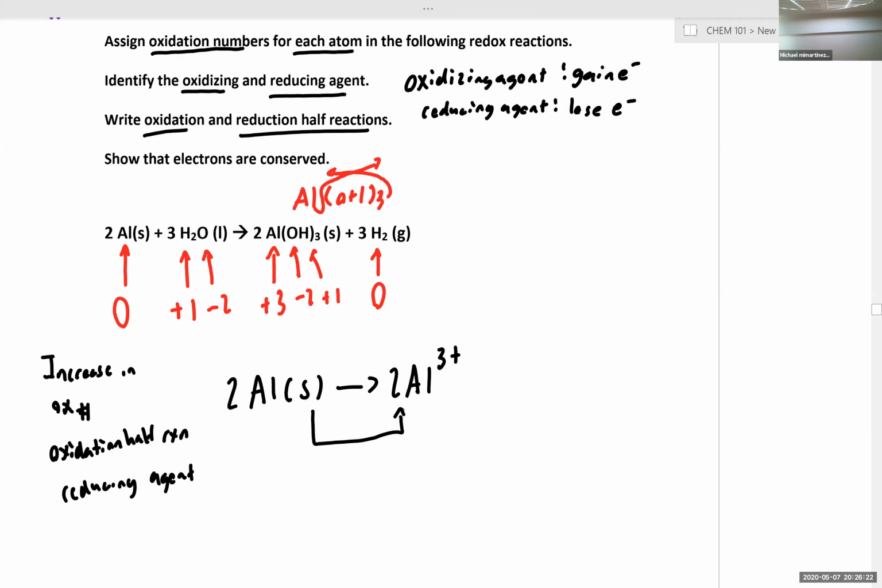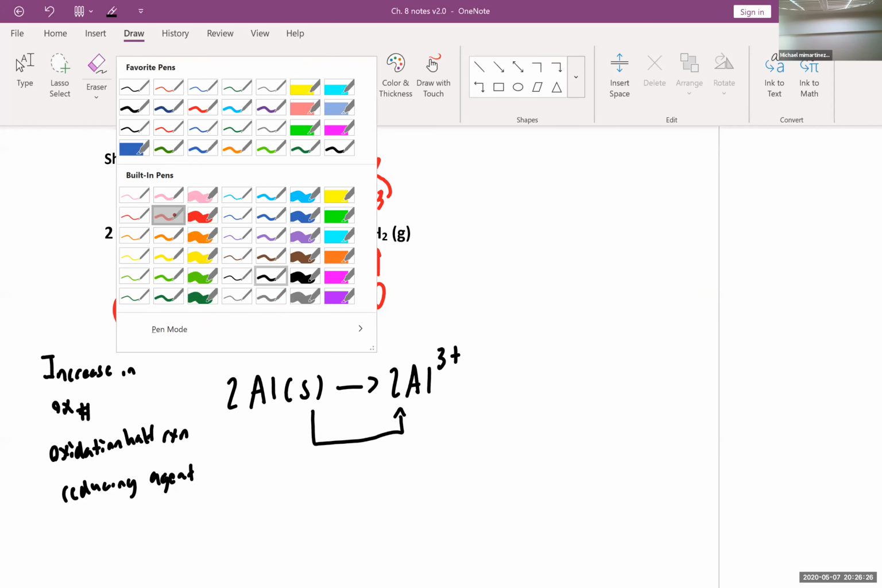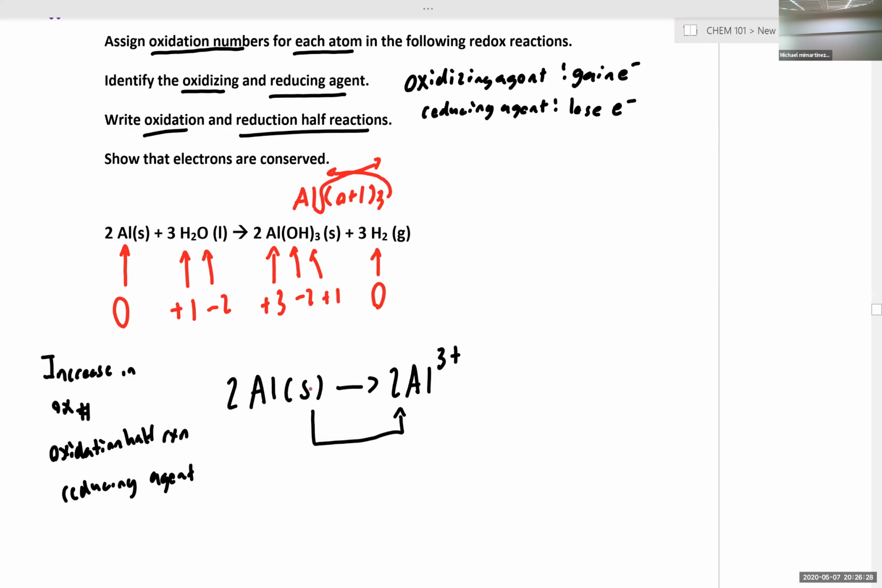Now, how many electrons have we lost in a single aluminum atom? 3. So we have 3 electrons per aluminum atom. And how many aluminum atoms are participating in this reaction? 2.